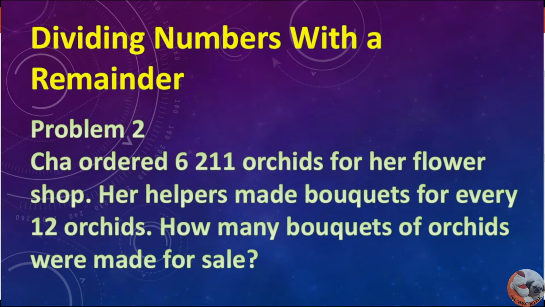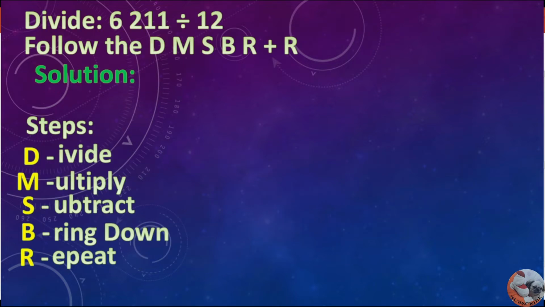Dividing numbers with a remainder. Cha ordered 6,211 orchids for her flower shop. Her helpers made bouquets for every 12 orchids. How many bouquets of orchids were made for sale? So divide 6,211 by 12.